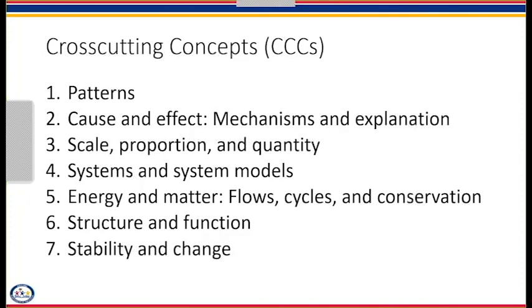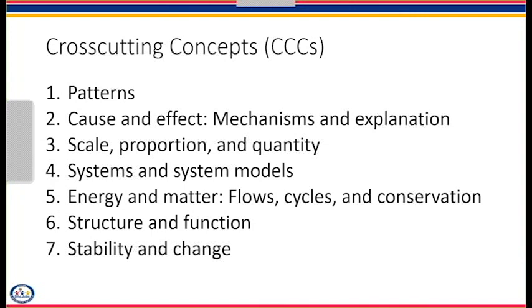So here are the 7 cross-cutting concepts. Because as you know, now we have 2 dimensions in our plan. We have the core ideas. We have the science and engineering practices, so we know what students need to know. We know what we want them to do, but now we need to think about how we're going to have students show their learning and show us what they know.